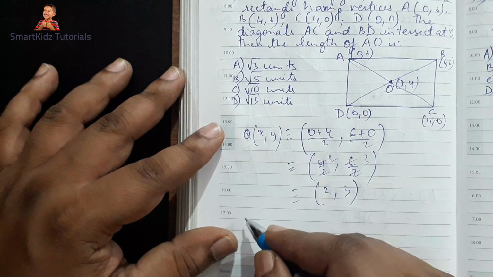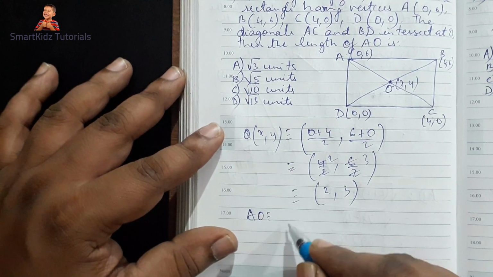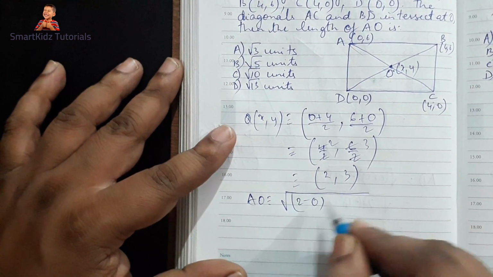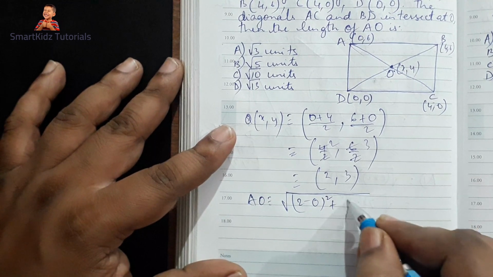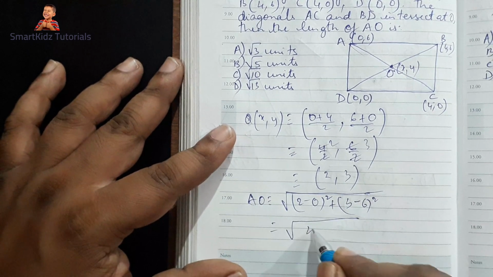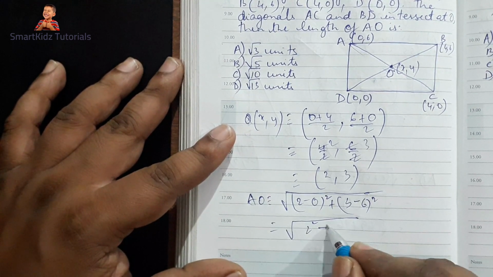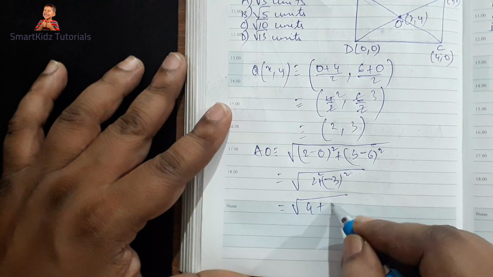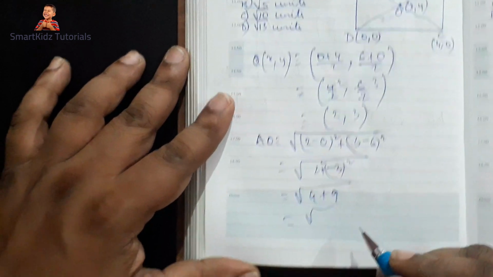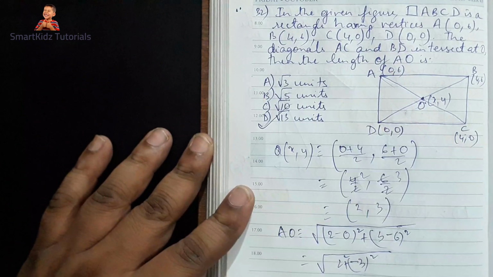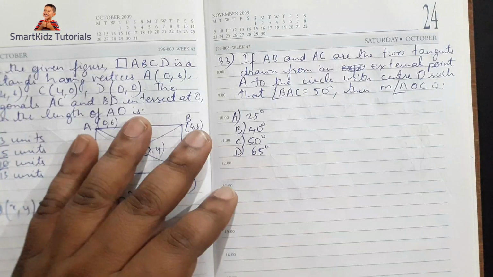Once we get that, we apply the distance formula to get the value of AO. So that would be (2 - 0) squared plus (3 - 6) squared, and that comes to 2 squared plus (-3) squared. So 2 squared is 4, and -3 squared is 9. So 4 + 9 is root 13 units. In other words, D is our correct option.